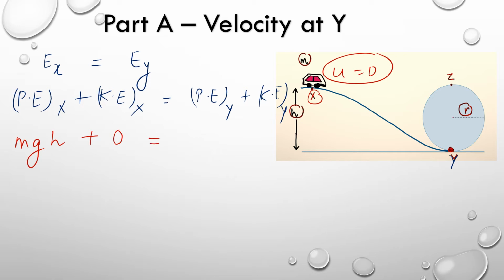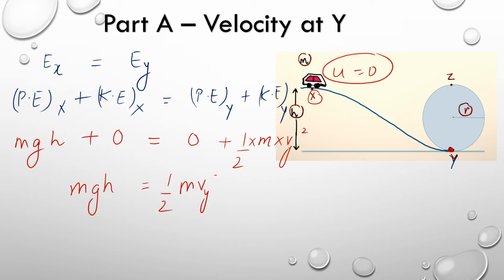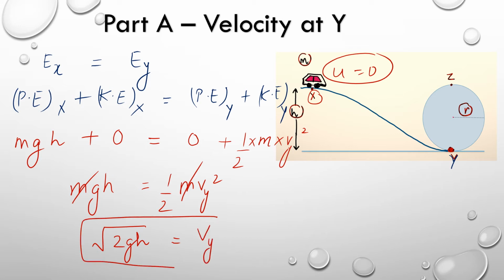Now at point Y you are on the ground, and ground is my reference point in this situation. So my potential energy is 0 at Y and kinetic energy is half times mass times vy square. So my equation becomes mgh equals half m vy square. Now m and m get cancelled, so from here I get my general formula for velocity at point Y as square root of 2gh.